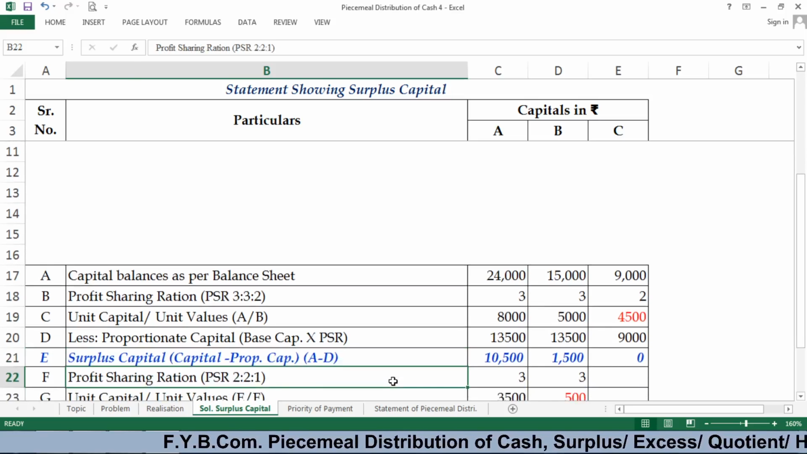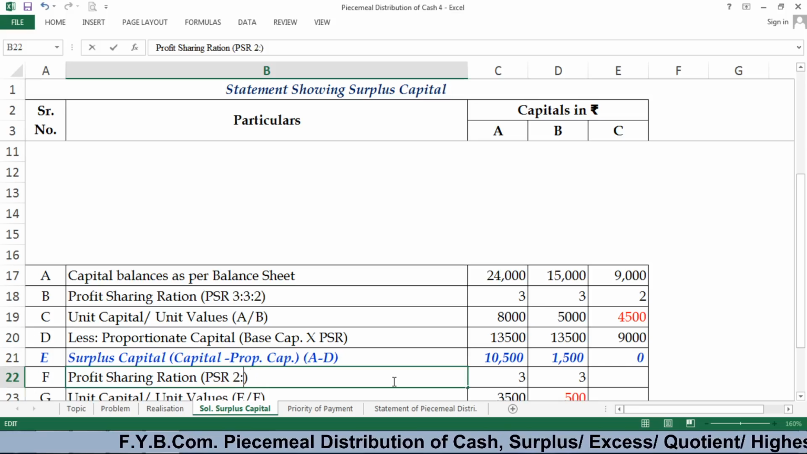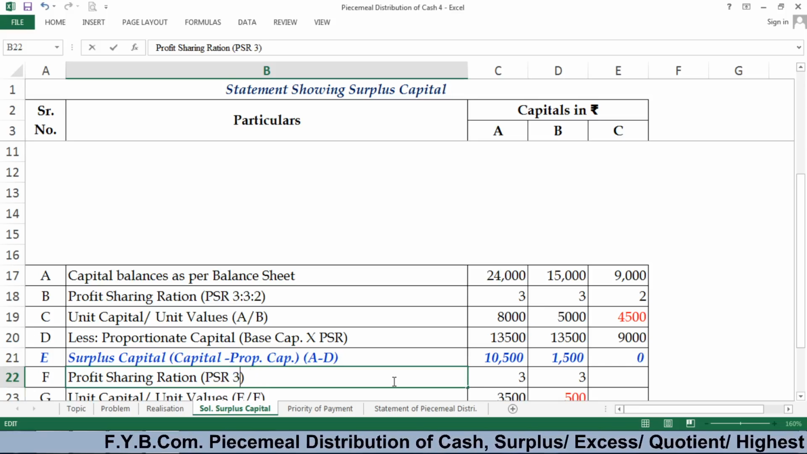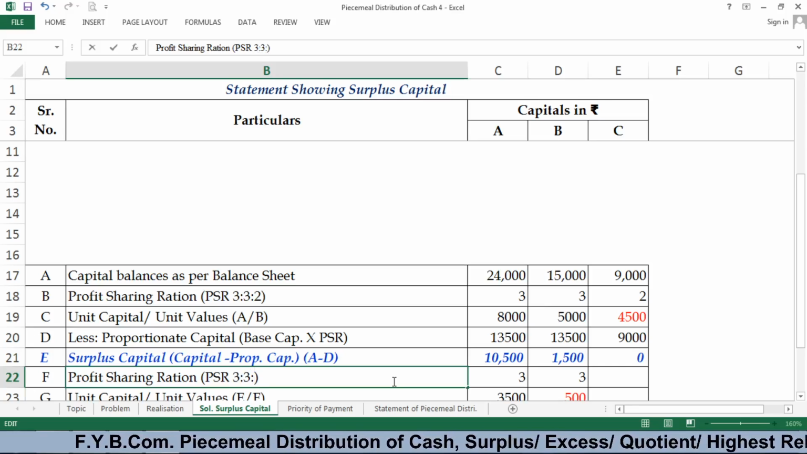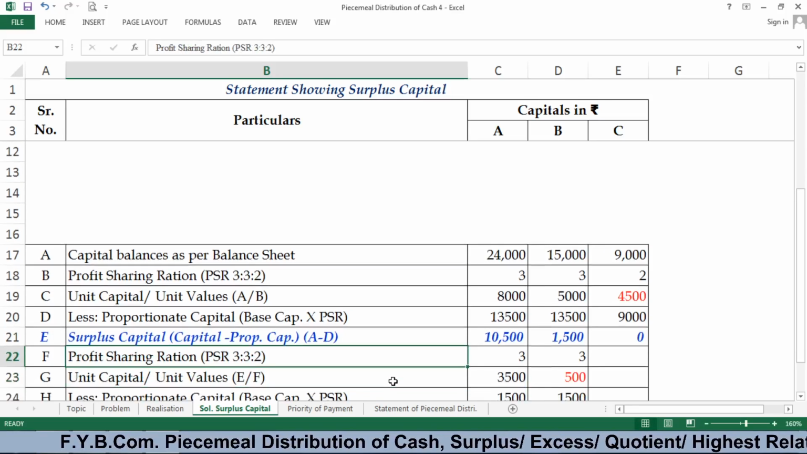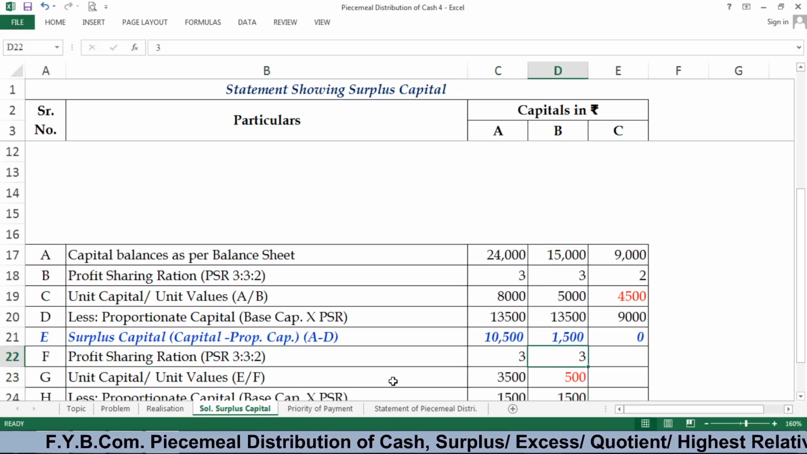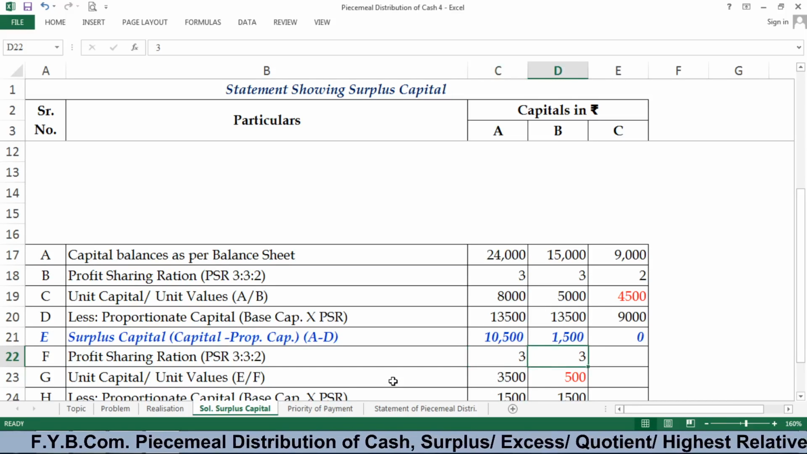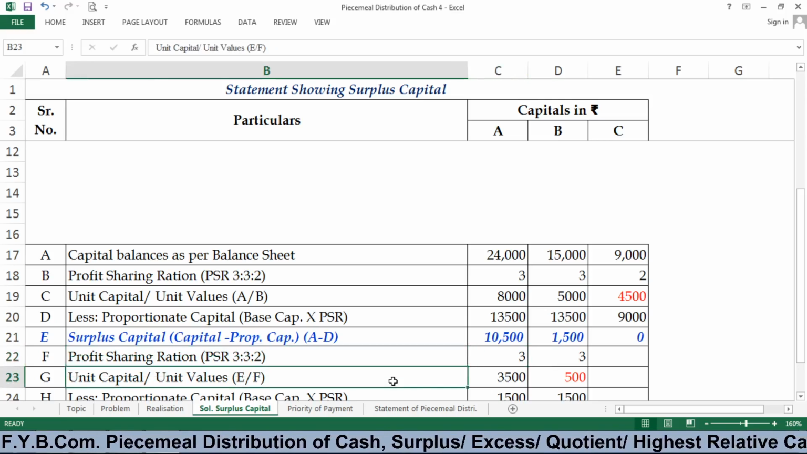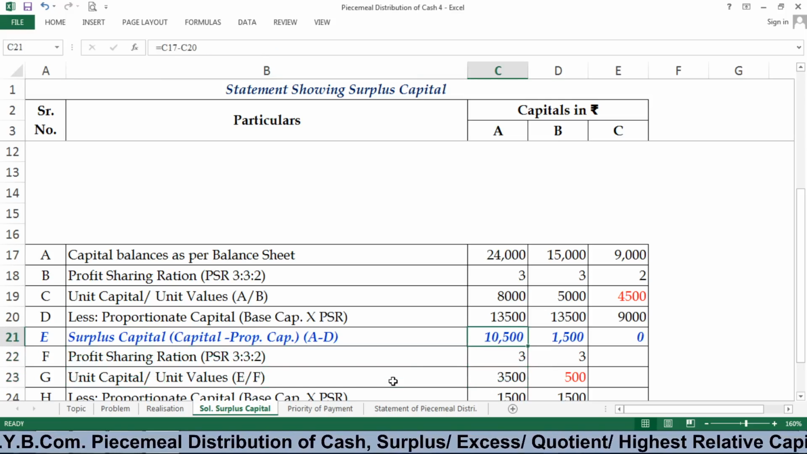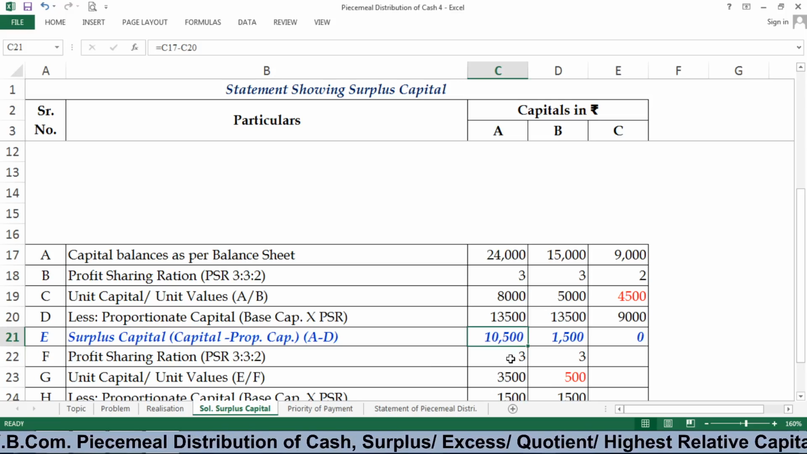So here again we are going to repeat all the steps. First one is profit sharing ratio, which as I earlier mentioned is 3 is to 3 is to 2. So profit sharing ratio in case of Mr. A and B is only 3 is to 3, because C's balance is already nil. Now we will calculate unit capital. So unit capital is what? Surplus capital divided by 3, that is profit sharing ratio.